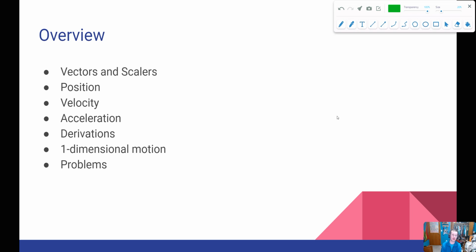So overview. First, we're going to talk about the difference between vectors and scalars. Then we're going to talk about position. Then we're going to talk about velocity, then acceleration. Then we're going to do some derivations. And then we're going to be doing some one-dimensional motion problems. We're going to be using one-dimensional examples for the problems this time. We'll be doing two-dimensional and three-dimensional motion in a future episode.